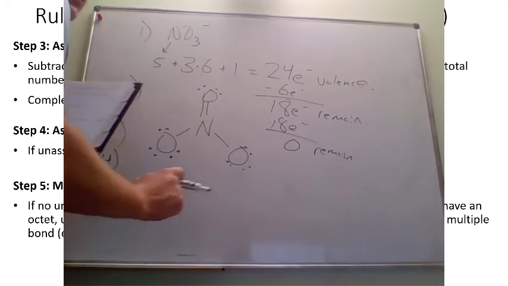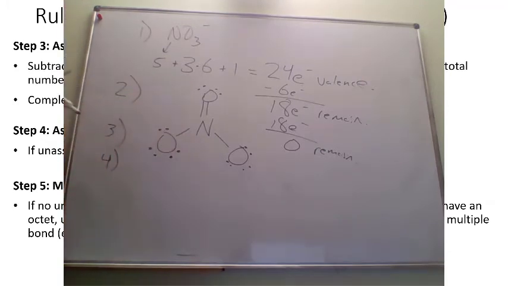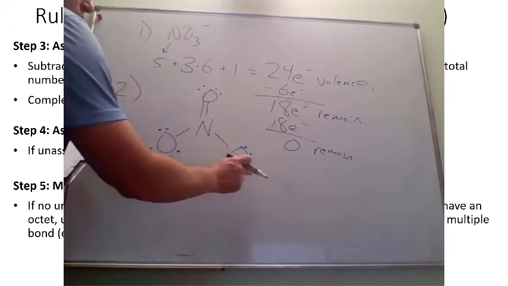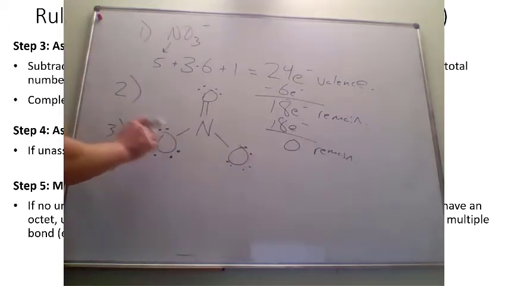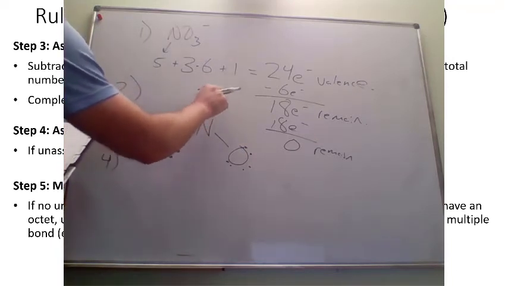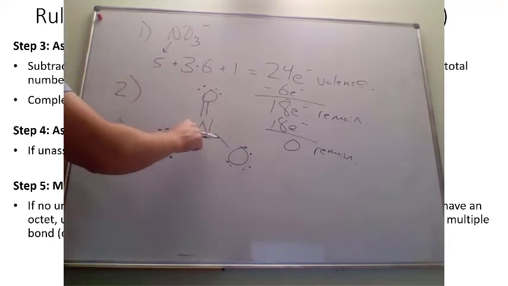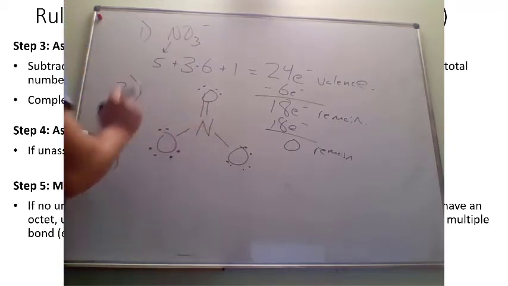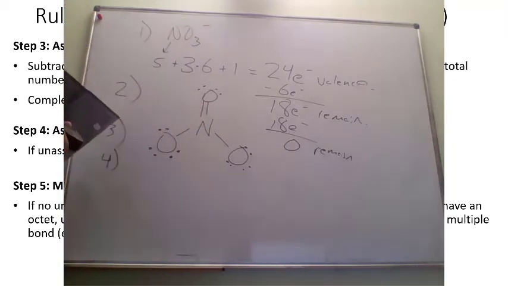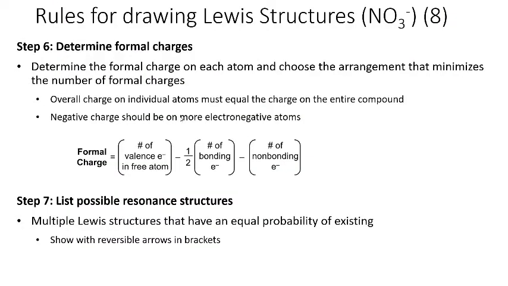So now if we take a look again to see if we have octets for all of the atoms. So 2, 4, 6, 8, 2, 4, 6, 8. So both of these bottom oxygens are good. The top oxygen, 2, 4, 6, 8, we're good. And this nitrogen in the middle, 2, 4, 6, 8. So we're good on all of the atoms now having octets assigned.